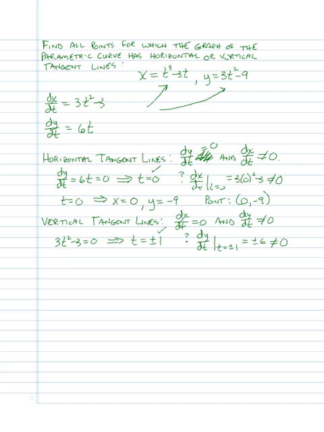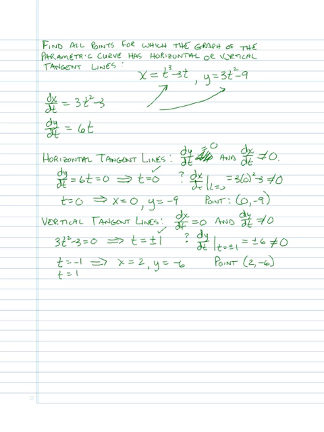So in the case of t equal to negative 1, we calculate our x value by looking above, and what do we get? Negative 1 plus 3, which is a positive 2. And we calculate our y value as 3 times 1 minus 9, which is negative 6. And so we get the point (2, -6), where we have a vertical tangent line.